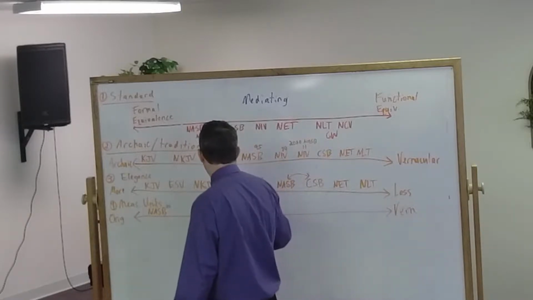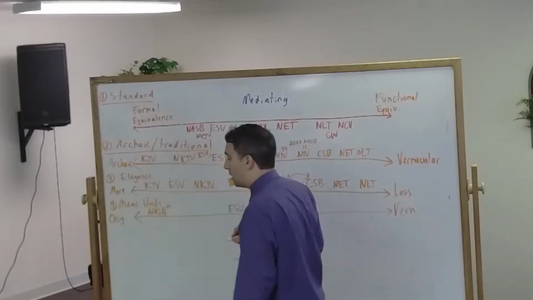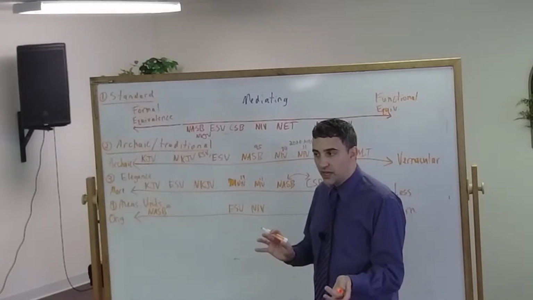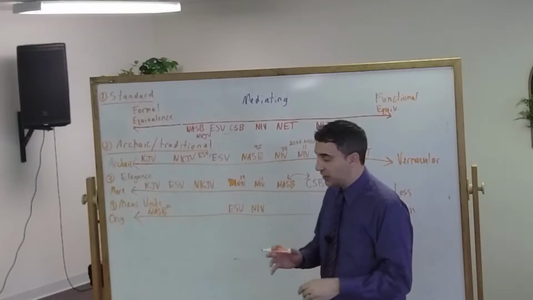So the ESV and NIV, both editions, mostly have a little bit of both. They kind of go back and forth. I kind of wish they would have picked one or the other, but they kind of go back and forth.